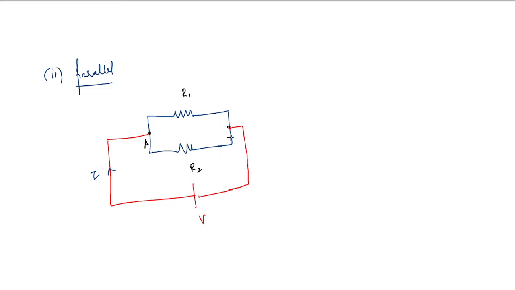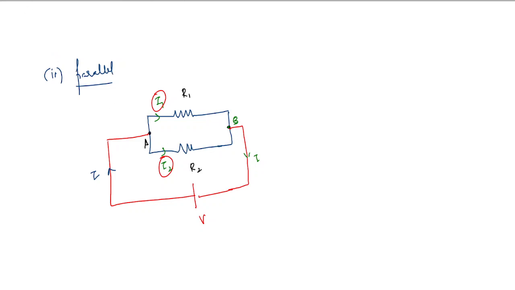At this point A, the current finds two branches. A part of the current goes through R1. Let us call that current I1, and the remaining current flows through R2, and that current is called I2. Basically, I1 plus I2 is equal to I. At this point, say point B, these two currents will combine, and again current I would enter the battery. So this combination where the current divides is called a parallel combination.